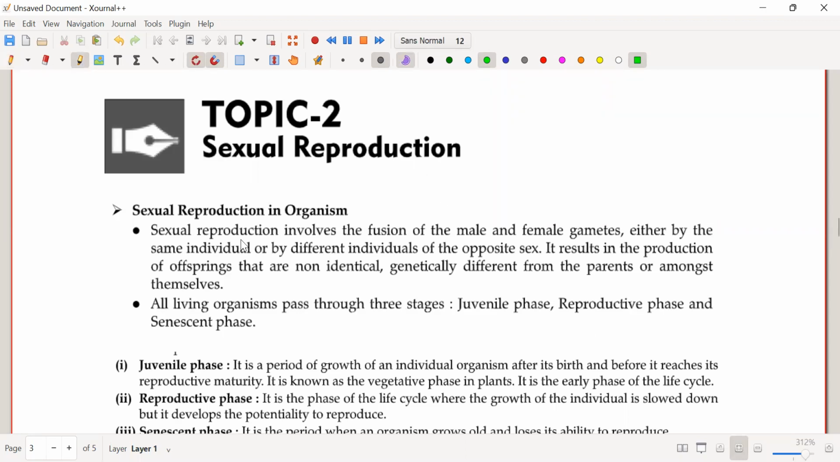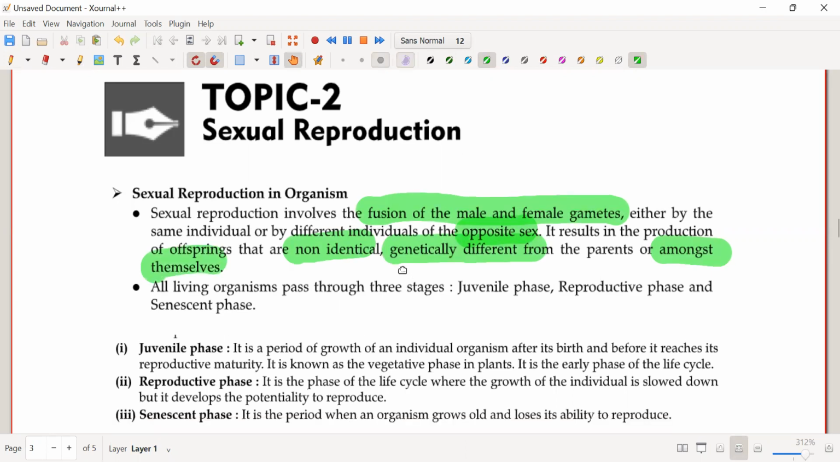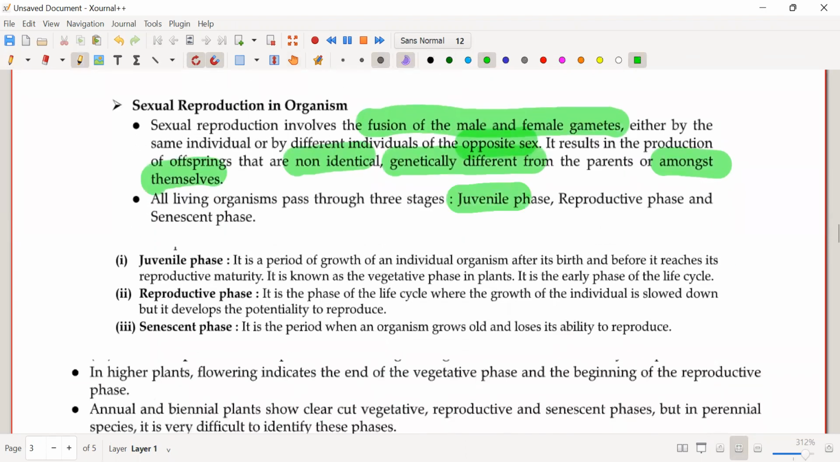Sexual reproduction involves the fusion of male and female gametes, either by same individual or by different individual of opposite sex. It results in production of offsprings that are non-identical, genetically different from the parents, or amongst themselves. All the living organisms pass through these three stages: juvenile phase, reproductive phase, and senescent phase.